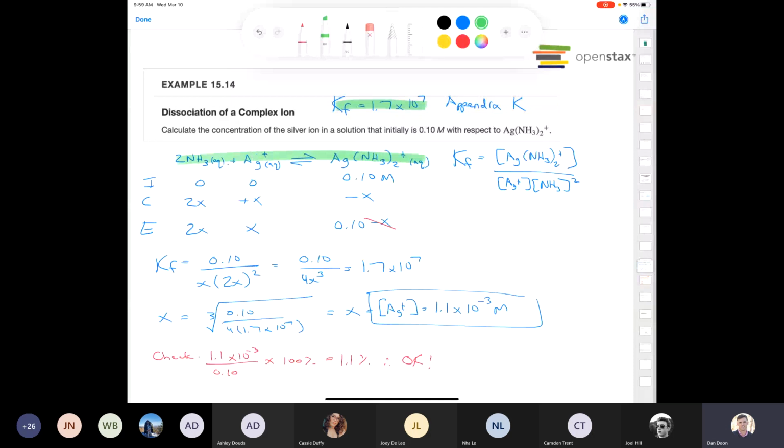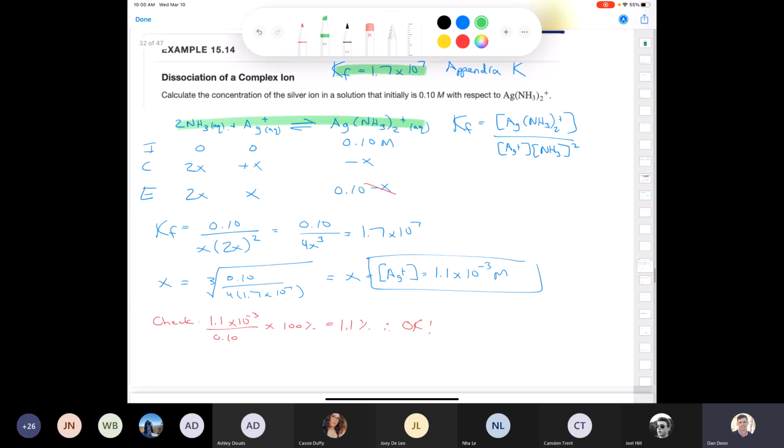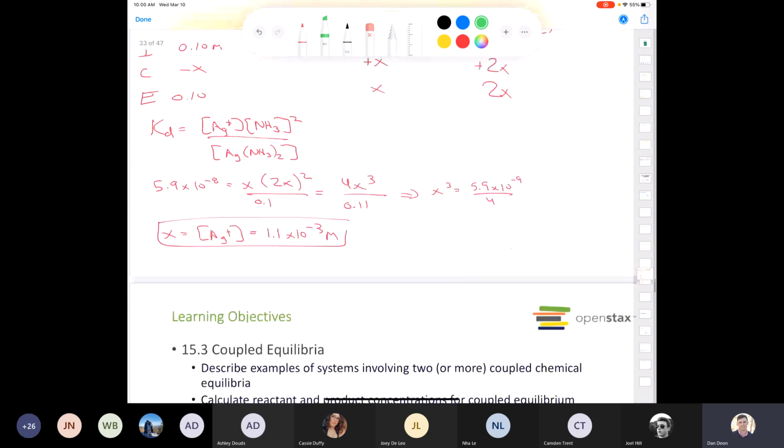Again, this is an exercise that we could have done way back in chapter 14. We could have done it in chapter 13. But I had a student ask me a question like, can I use Ka or Kb to solve this equilibrium? And the answer is yeah, depending on how you set up the ice table and how you look at the equilibrium. So either way would work in this case.